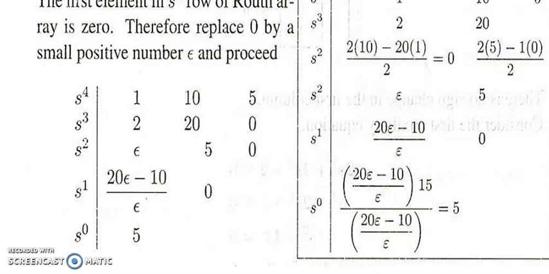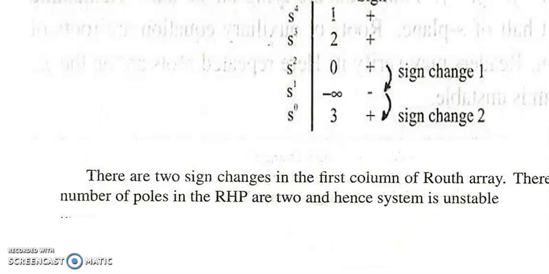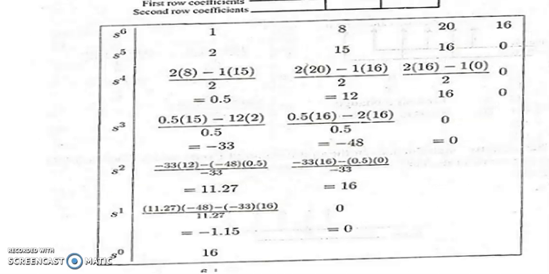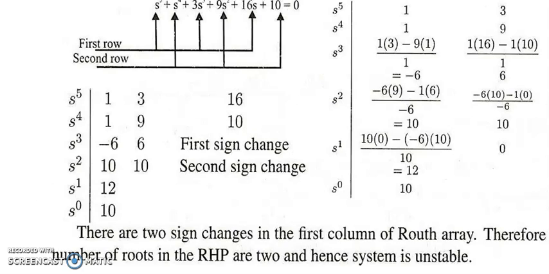would be 5. If you really see the sign of elements in the first column, what you will see is s1 tends to minus infinity. So there are 2 sign changes, which means 2 roots are on the right hand side of the s-plane. Hence the system is unstable.